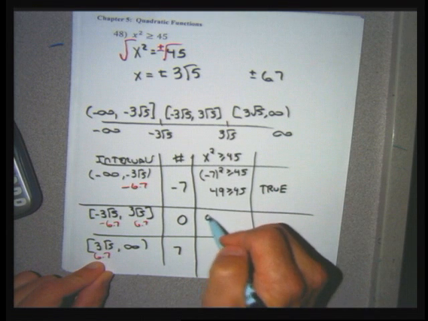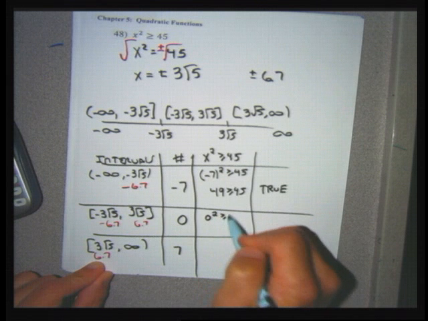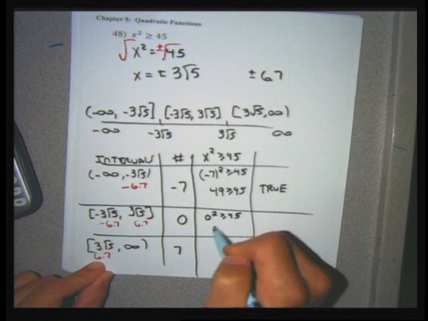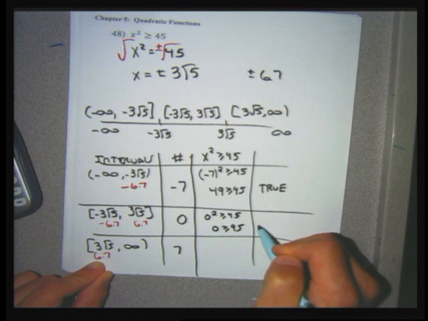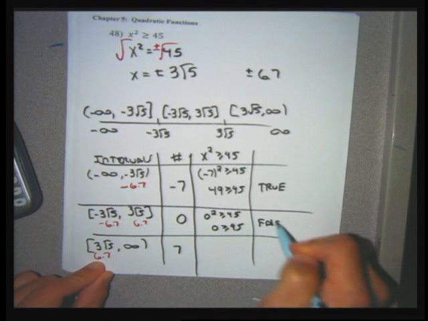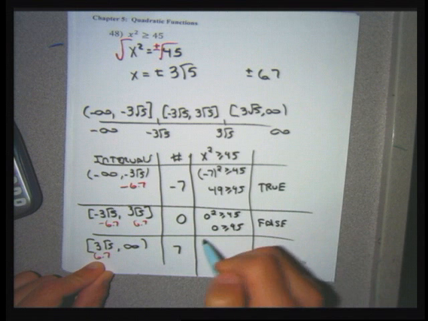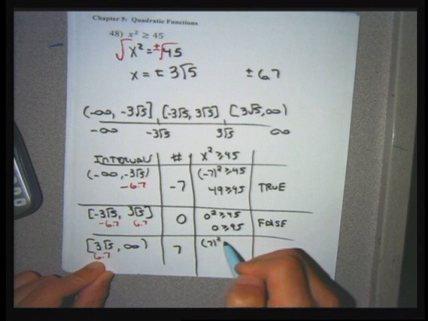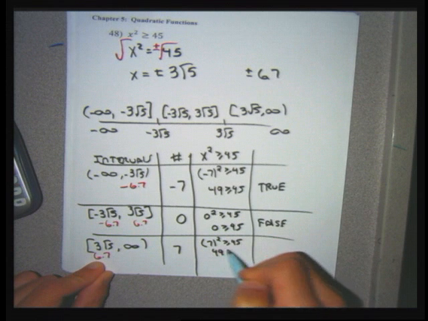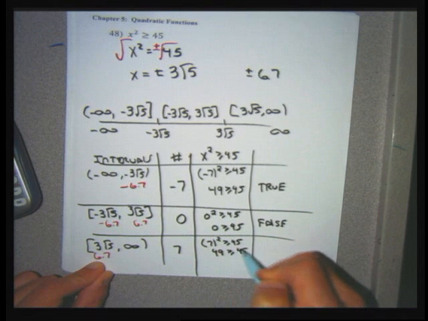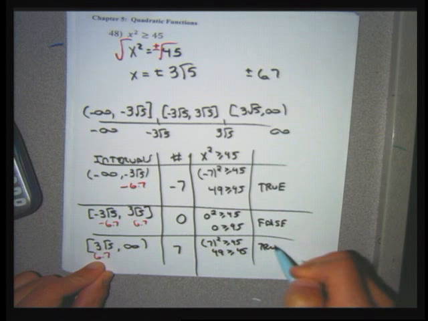Middle one, 0 squared is greater than or equal to 45. Tells me that 0 is bigger or equal than 45. 0 isn't bigger than 45, nor is it equal, so that's false. And then the last one, 7 squared is greater than or equal to 45, which gives me 49 is greater than or equal to 45, and 49 is bigger than 45, so that's true.